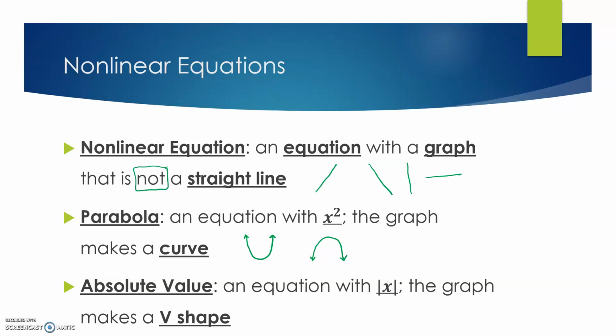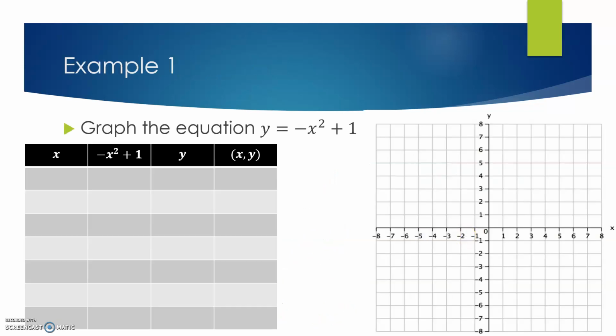It makes a curve. And then there's the absolute value, which is an equation with the absolute value bars around the x, and the graph is going to make a V shape. It can open either like this, or it can open upside down, just depending on if it's positive or negative. So these are the two types of graphs, but they could open in different directions. So 4 graphs that we're going to look at today. And we're going to do that by making a table.